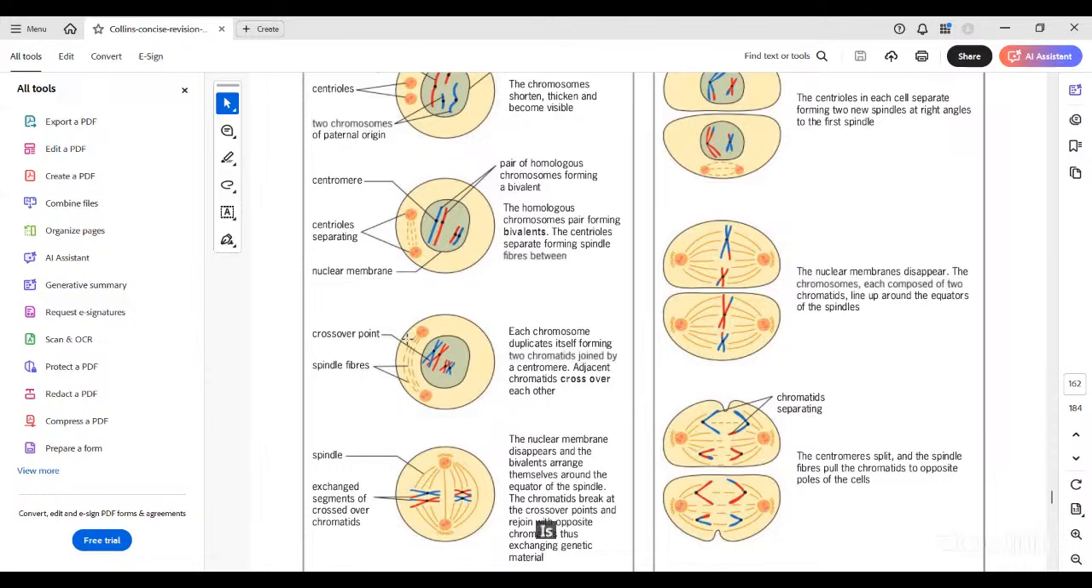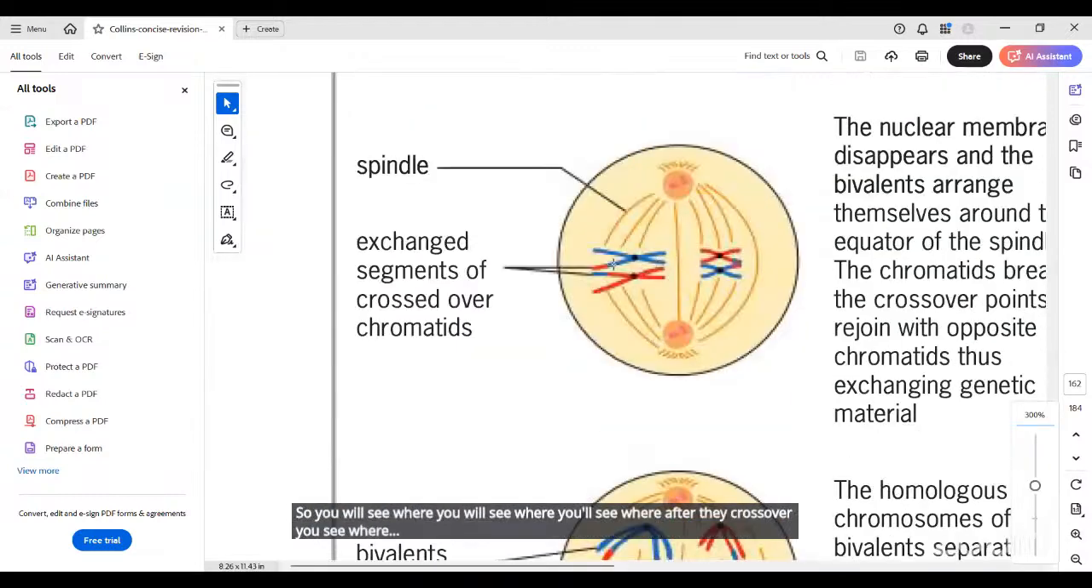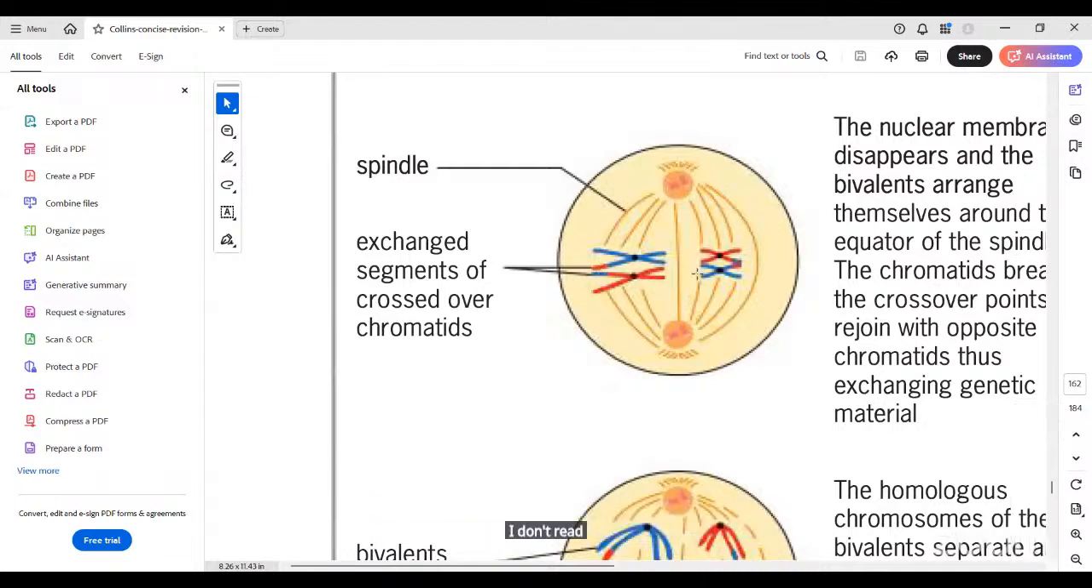Is it because of crossing over? And what do we mean by crossing over? Hold on. Crossing over means that they share genetics. So you see where, after they cross over, blue has a little bit of red and red has a little bit of blue, vice versa. You see that?